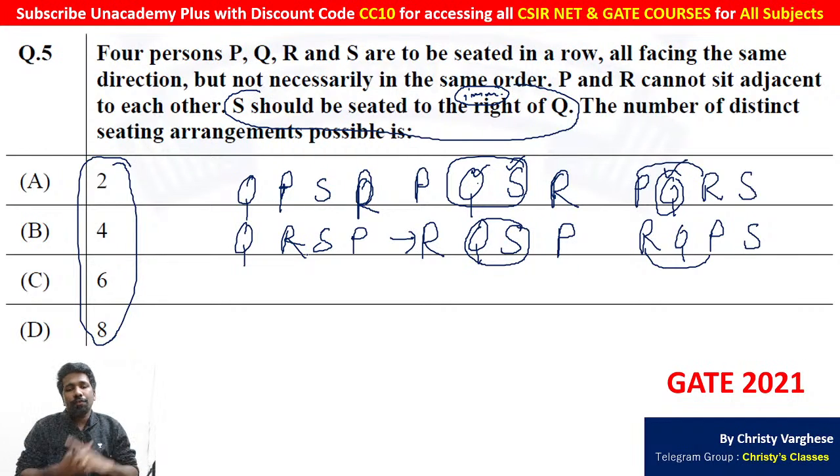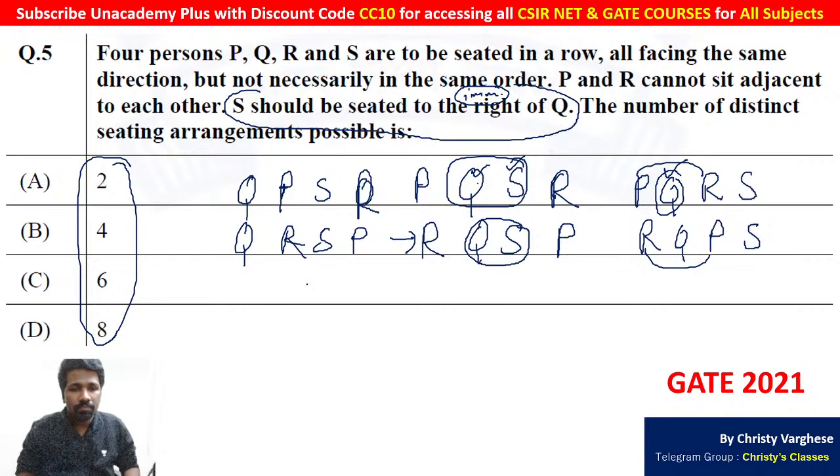S right of Q means S can be right of Q in 2 ways. One space apart or just immediate right. Both are possible. 2 space apart, sorry, 2 people in between is not possible because then P and R will be adjacent, sitting next to each other. That is not possible. Sitting next to each other is not possible.